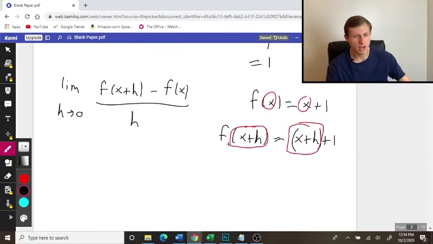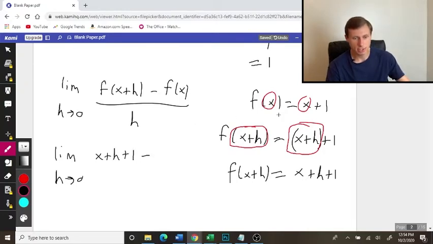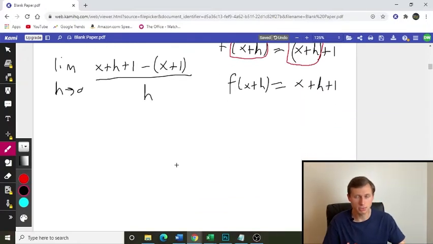So what we get then, if I have this x plus h plus 1 for f of x plus h, let's plug everything in now, okay? We have the limit as h approaches 0 of f of x plus h, which is x plus h plus 1, minus f of x, and f of x was just x plus 1, so minus quantity x plus 1, divided by h. Now before we plug in h, let's simplify here.